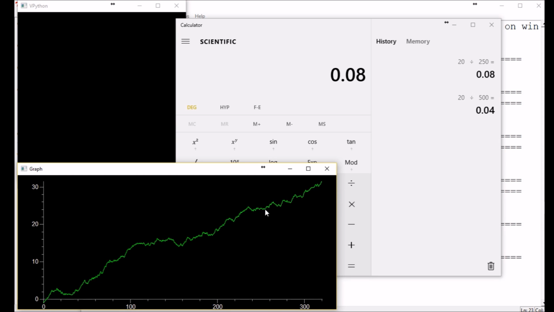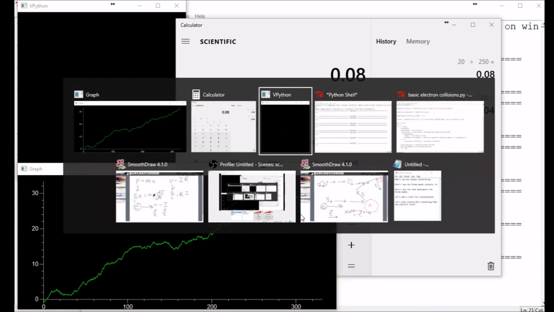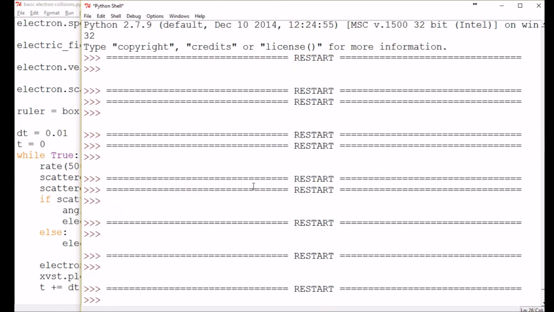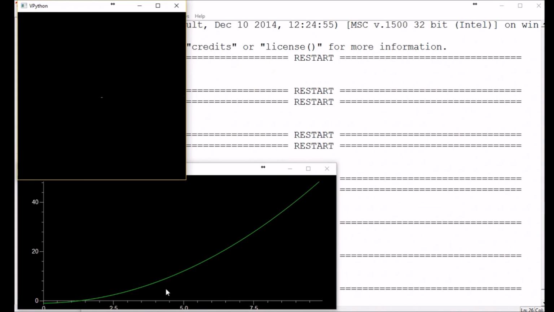If we didn't have the scattering time, or if I made the scattering time really, really large, then we wouldn't have any scattering. We would just have the electric field acting on it. So if I made this incredibly big, that basically makes this probability 0. Then we would get accelerated movement. You notice there we get our parabola, like you'd expect from Newton's second law. So there's Newton's second law.